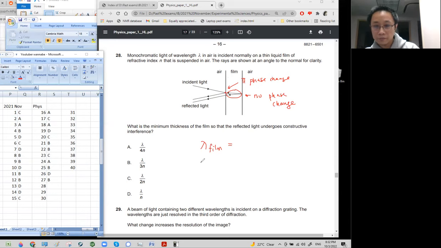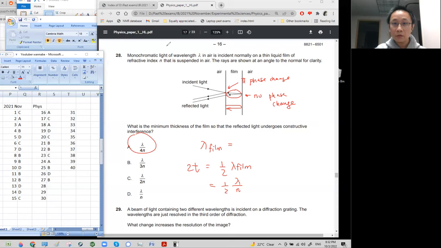The thickness of the film needs to correspond to a half the wavelength, actually 2t, because the total path difference is this, half film. And of course, you have to give your answer in terms of the original wavelength. The original lambda divided by the refractive index equals the lambda within the film. Therefore, t should equal lambda over 4n.